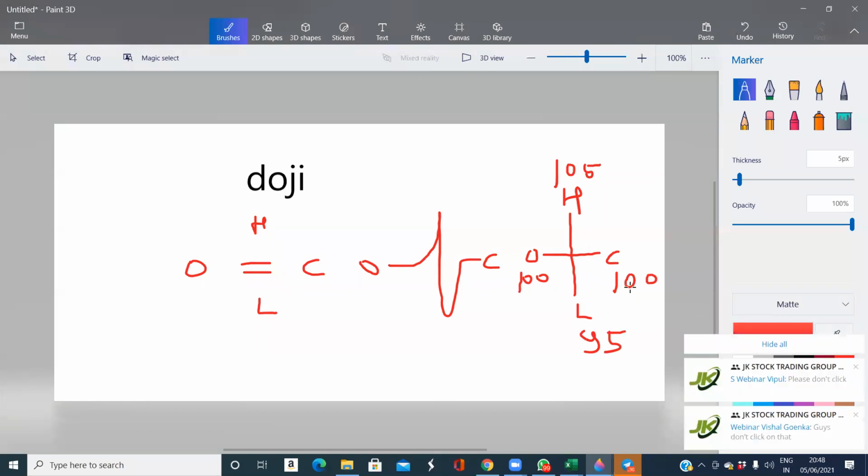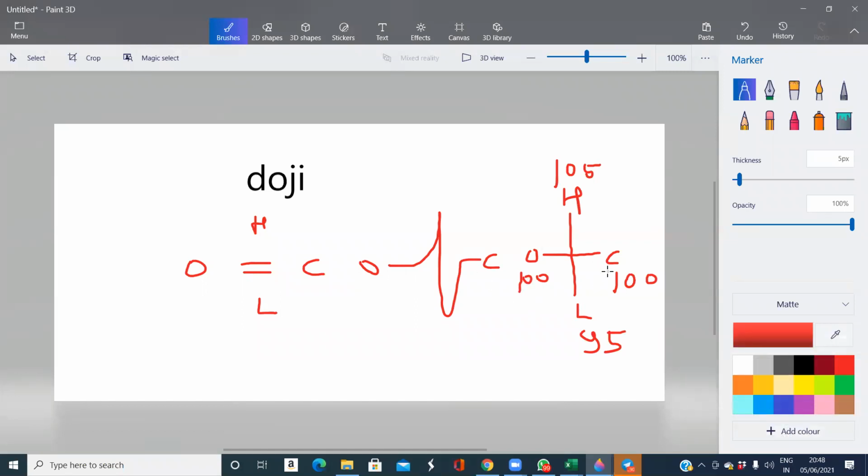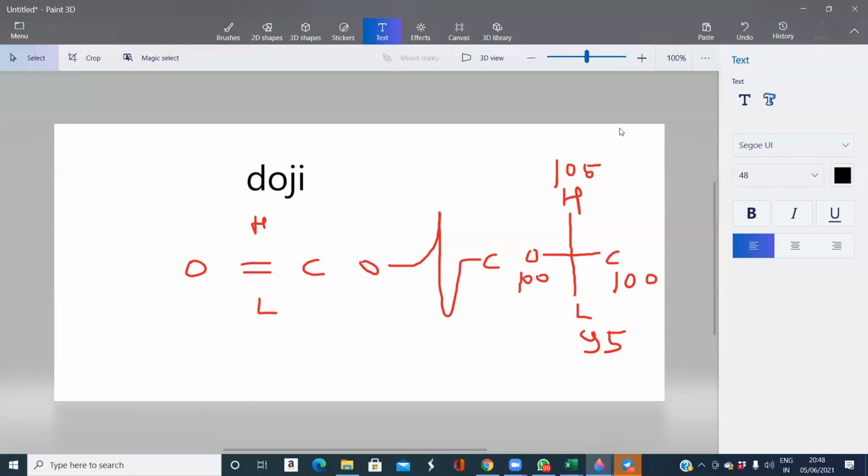So what does a doji candle represent? It represents indecision, confusion. Open equals close means the bulls want to pull the stock up, but the bears pull the stock down. Again the bulls pull the stock. So bulls and bears are both in equal power here. That is why it is called an indecision candle. So doji means confusion or indecision.